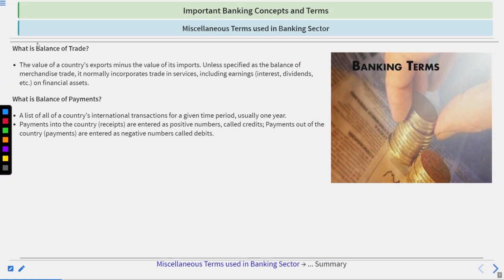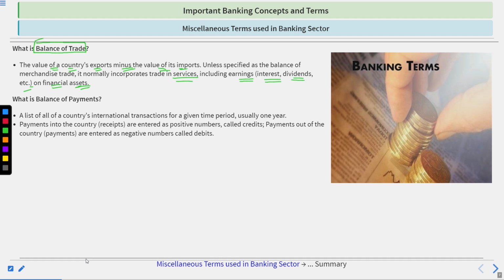Now, what do you mean by the balance of trade? Balance of trade is always in the news. In short, it is known as the BOT. So, what is the meaning of this? It is actually the value of a country's exports minus the value of imports. Like how much the country has exported to other countries and how much the country has imported from other countries. The difference of this shows the balance of trade. Unless specified as the balance of merchandise trade, it normally incorporates trade in services, including earnings like interest, dividends, etc. on financial assets.